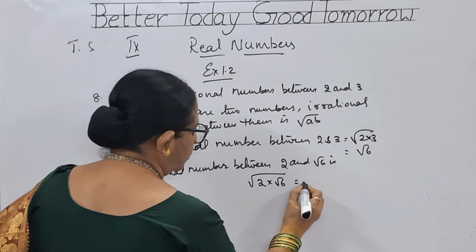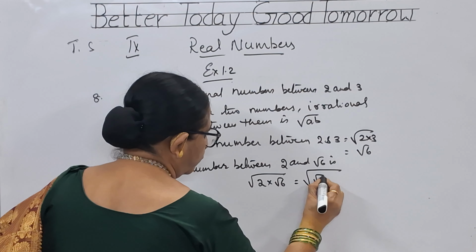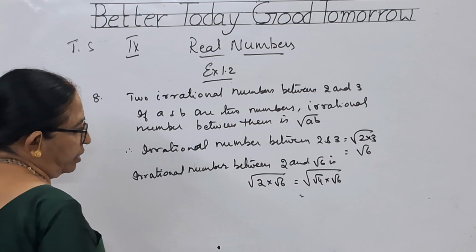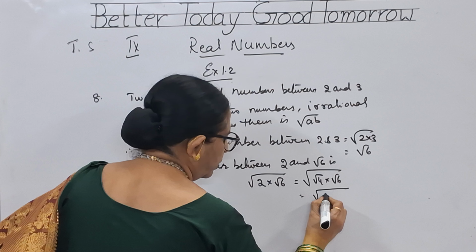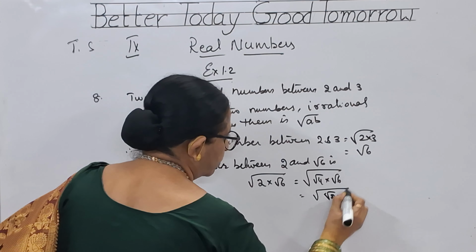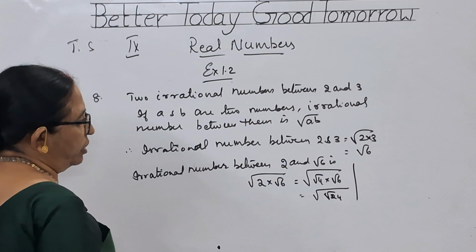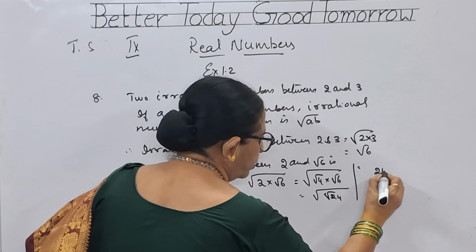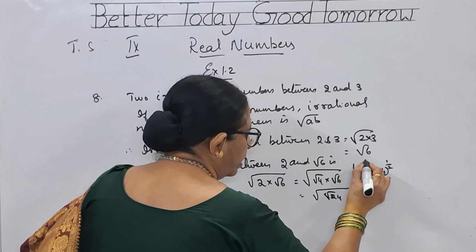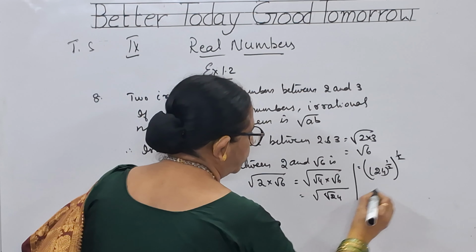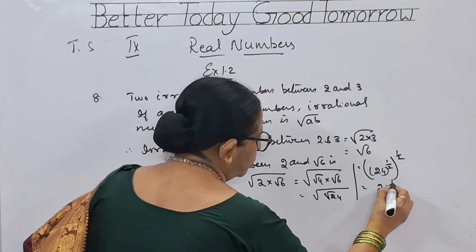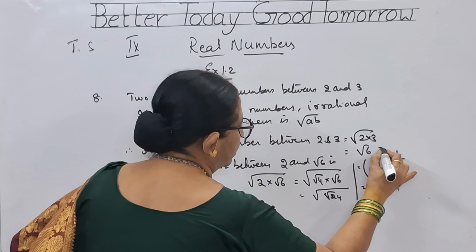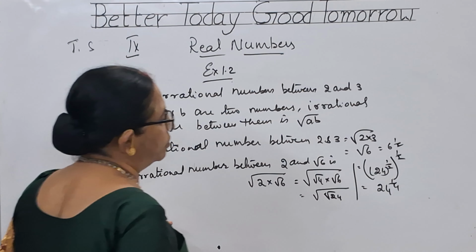This, if you write under root, you can write 2 as root 4 into root 6. Root 4 is 2, no children. So you can write like this. This means root of root 24. So root of root 24, if you want to simplify, root 24 means 24 to the power of 1 by 2. Again you have another root, whole to the power of 1 by 2. So 24 to the power of 1 by 4. Even root 6 you can write it as 6 to the power of 1 by 2.